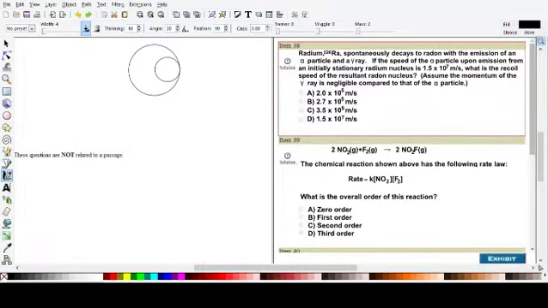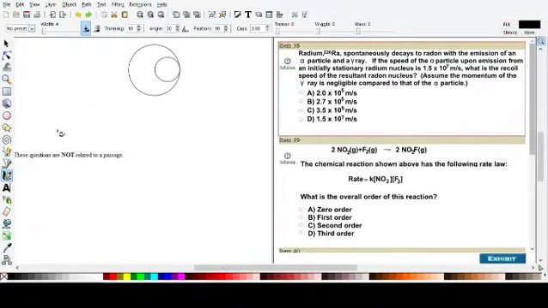All right, let's take a look at number 38 on AAMC Practice Test 3. This is in the second set of discrete questions. Radium-226 spontaneously decays to radon with the emission of an alpha particle and a gamma ray. If the speed of the alpha particle upon emission is 1.7 times 10 to the 7th meters per second, what is the recoil speed of the resultant radon nucleus?